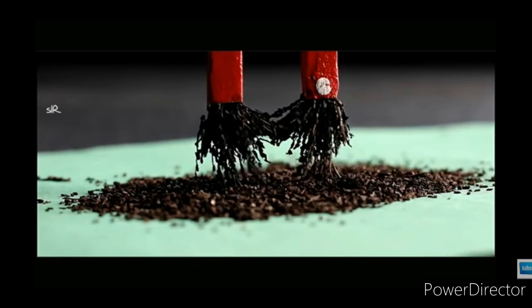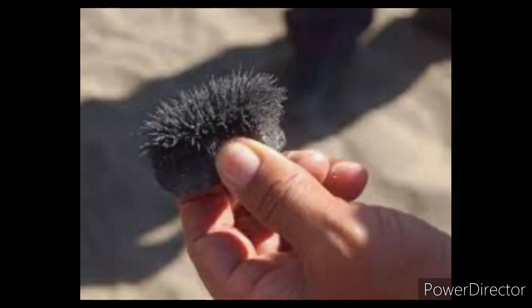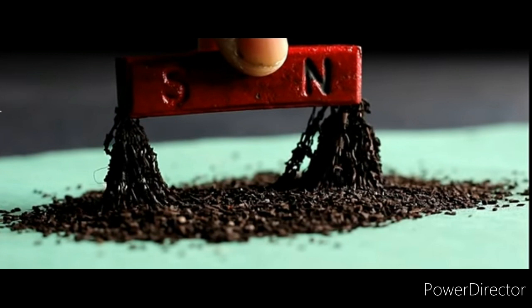Look at this picture. The force of attraction is strongest at the two free ends of the magnet. These free ends are called poles of the magnet. Repeat this activity with different shapes of magnets. What will you observe? The attraction is maximum only near the ends of different types of magnets.